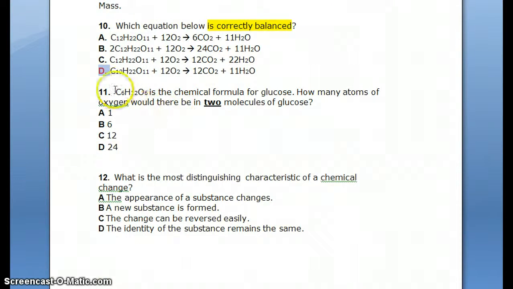Number 11. C6H12O6 is a chemical formula for glucose. How many atoms of oxygen would there be in 2 molecules of glucose? Well, how many oxygens do I have in 1 molecule? I have 6. So if I were to have 2 molecules, 6 plus 6 is 12. Your best answer choice was C, 12.